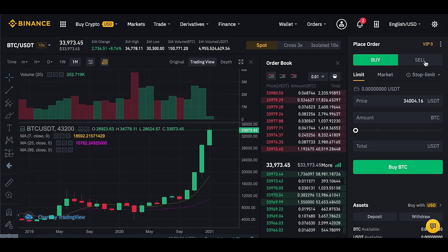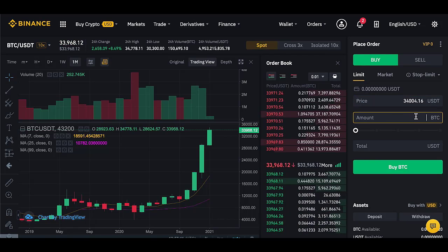So are you a buyer or a seller? Let's say I want to buy right here. Then we have two different options, a limit and a market order. Limit orders are orders where you input a price that you are willing to, in this instance, buy at. So you can see the price is right here, 34,004, and the amount of Bitcoin.